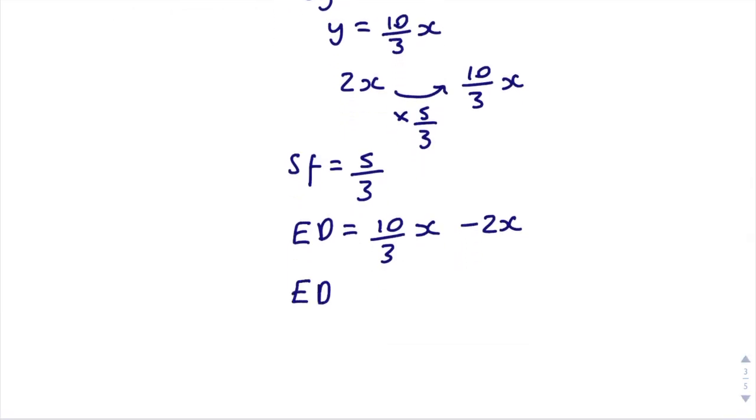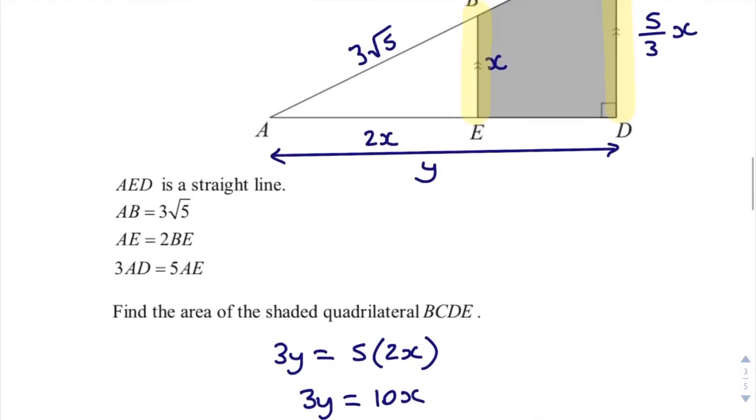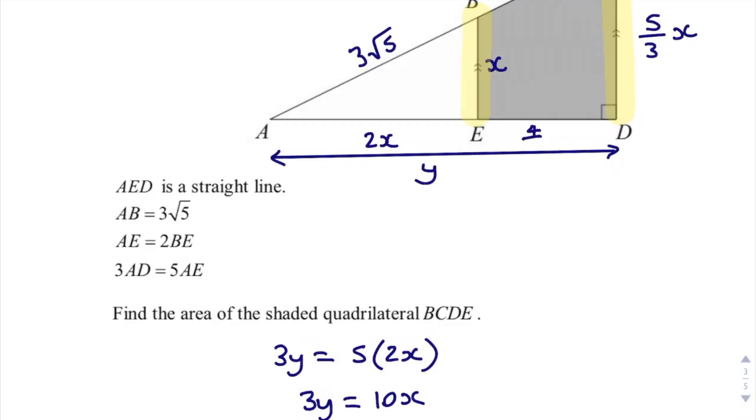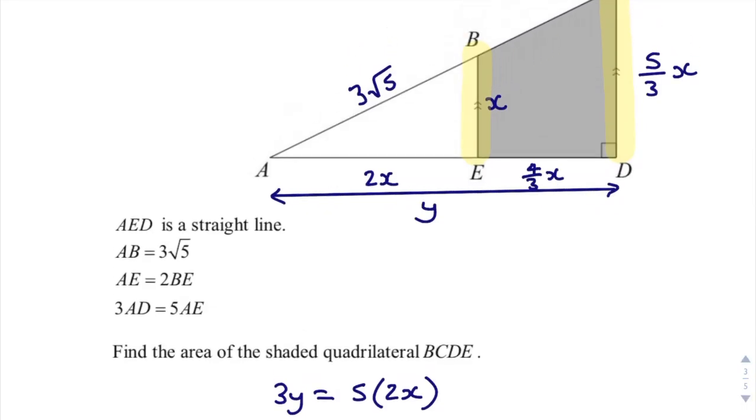Now, to make this a bit easier, I can say that 2x is the same as 6/3 of x, so we've got a common denominator of 3, and then we can simplify this and we get 4/3 of x. So if I label this as 4/3 of x, we can use the formula for the area of the trapezium to work out what the area of BCDE is.